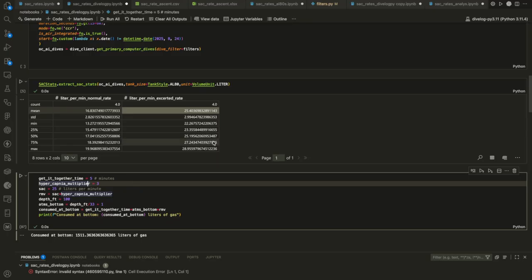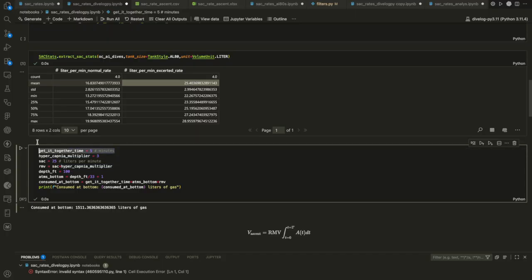And so this is my baseline, this 25 liters per minute. And what I do to assume hypercapnia is that I just multiply it by 3. Okay? Some people do more, some people do 2. You shouldn't do less than 2 though.